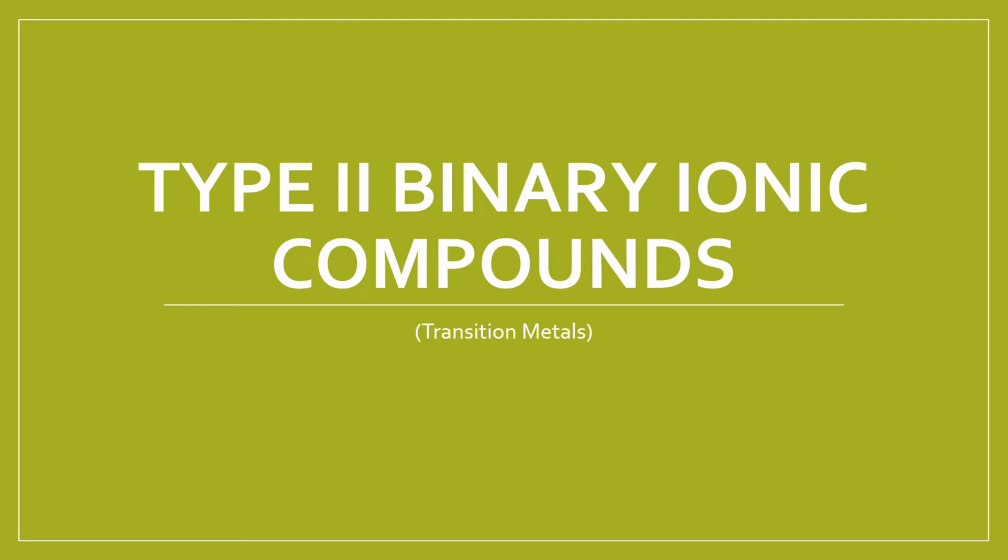Guys, today we're going to talk about type 2 binary ionic compounds. The difference between these and type 1 is these ones involve transition metals, your D block mainly. It can include your F block, and tin and lead, which we'll get to. Different than type 1 because type 1 contains representative metals, which would be your S block and any metals in the P block.